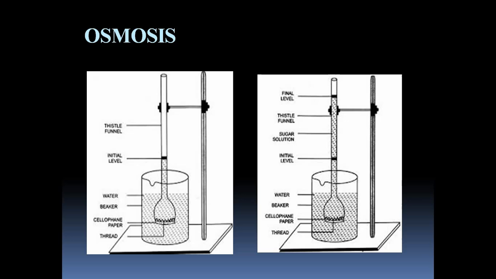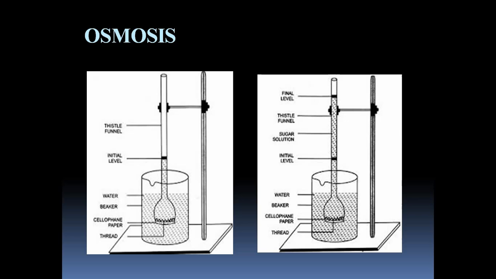Why? It is because cellophane paper is a semi-permeable membrane, the water in the beaker is a hypotonic solution, and the sugar solution in the thistle funnel is a hypertonic solution. So a concentration gradient develops between the thistle funnel and the beaker. This concentration gradient allows osmosis, water movement from the beaker into the thistle funnel, and thus the sugar solution level in the thistle funnel rises up and we get this final level. So this is proving osmosis.